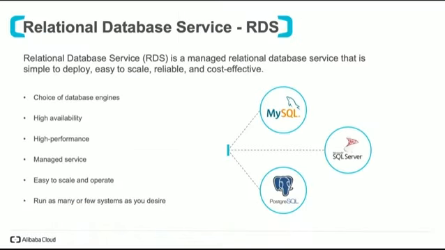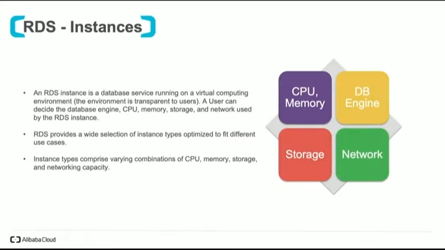So first of all, what is RDS? RDS is the fully managed relational database service offered by Alibaba Cloud. Currently, we support 3 database engines, including MySQL, SQL Server, and PostgreSQL. When you subscribe to our RDS, you will come across a concept called RDS Instance. An instance is basically a combination of CPU, memory, DB engine, storage size and type, network type and capacity.